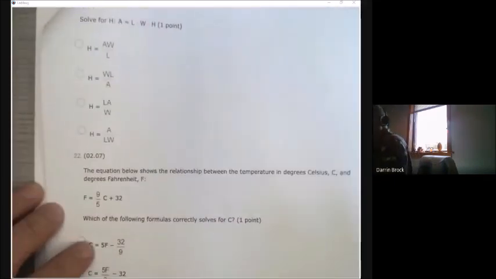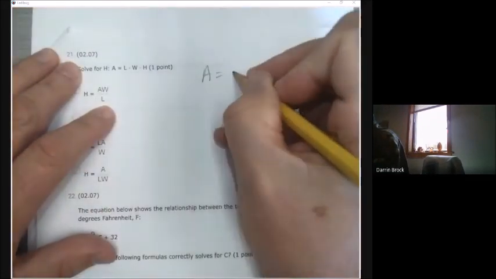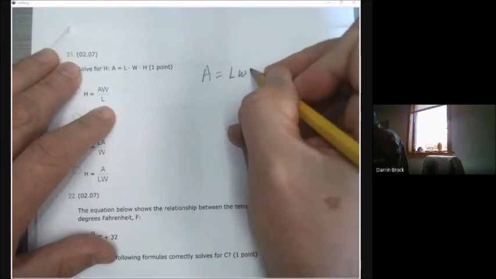Let's see. This is our last page. Here's the last problem we're doing right here. 2 problems. Solve for H. Oh, this isn't bad. Solve for H. And our equation is A equals L times W times H.